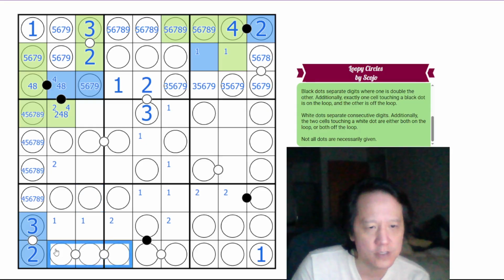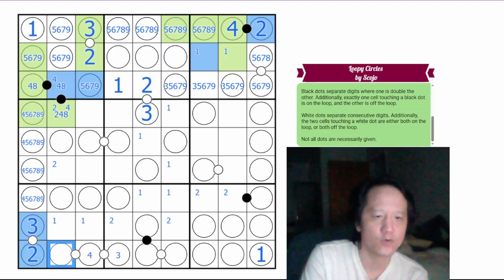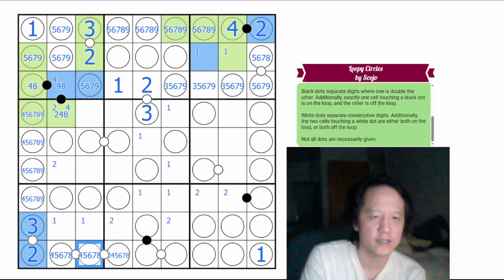Okay, these digits are consecutive. This could be 3 here, 4, and 5. 5 can be in the middle with 4 and 6. 6 can be in the middle between 5 and 7. 7 can be in the middle between 6 and 8. And 8 can be in the middle with 7 or 9.